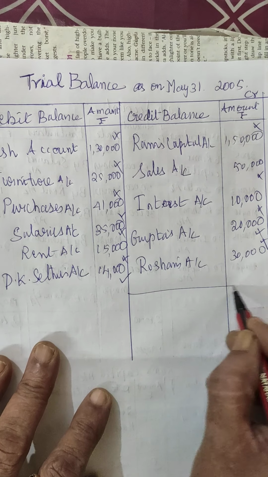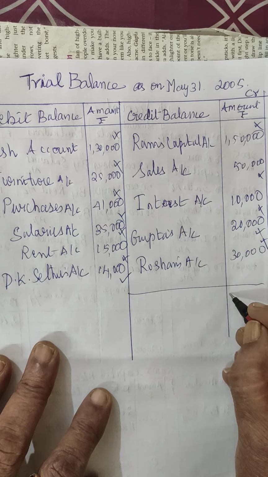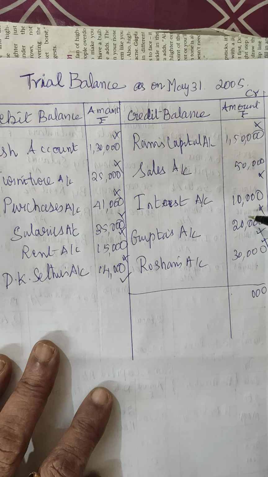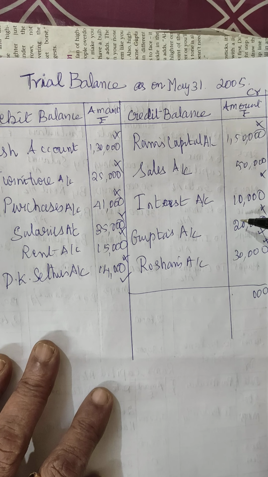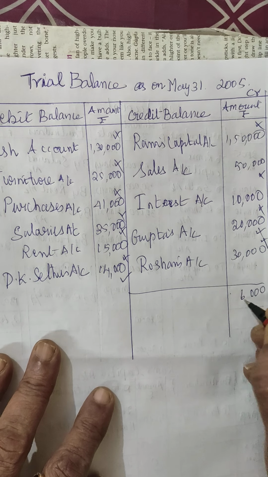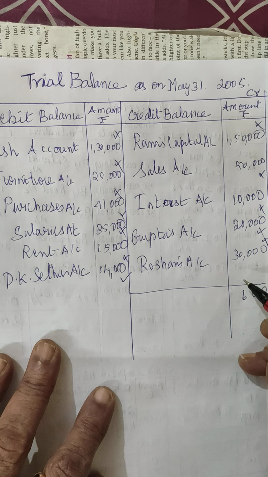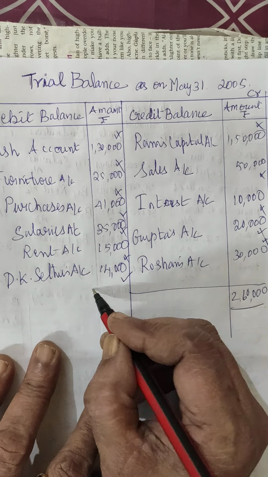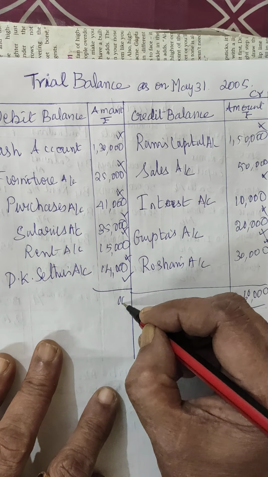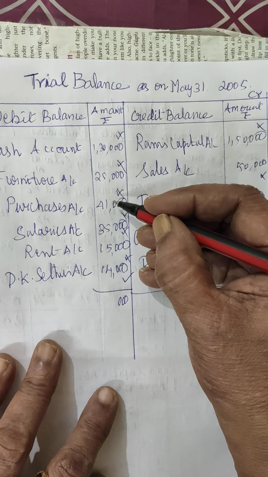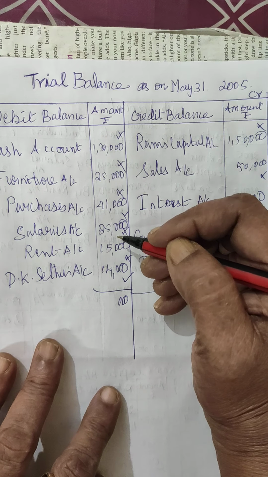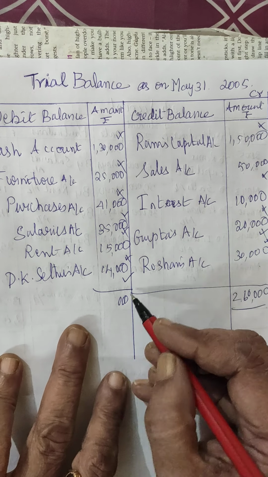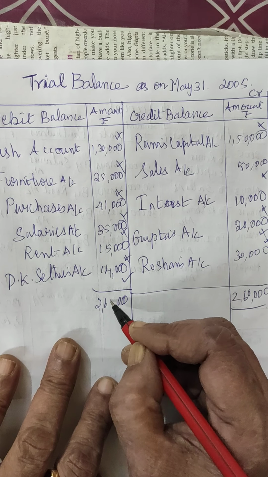Now let us check the total. The total comes to 2,60,000. On this side again, 2,60,000 comes.